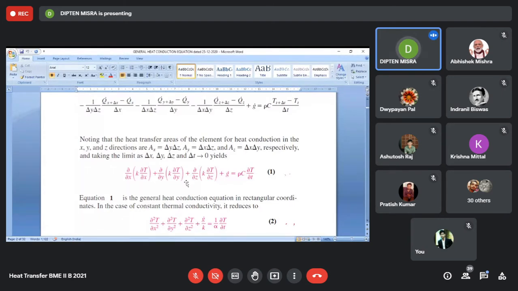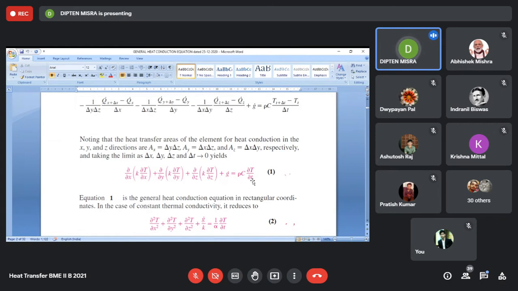And extending this, if we observe that the temperature does not change much, or at all, with Y, and it also does not change with Z, then we can neglect the second term and the third term. So the equation simplifies to the first term, del del x of k del T del x. These two terms are absent, plus g dot is equal to rho c into del T del time.